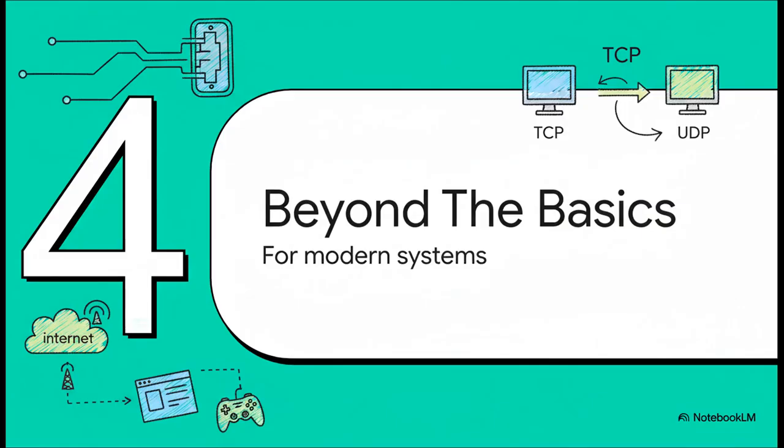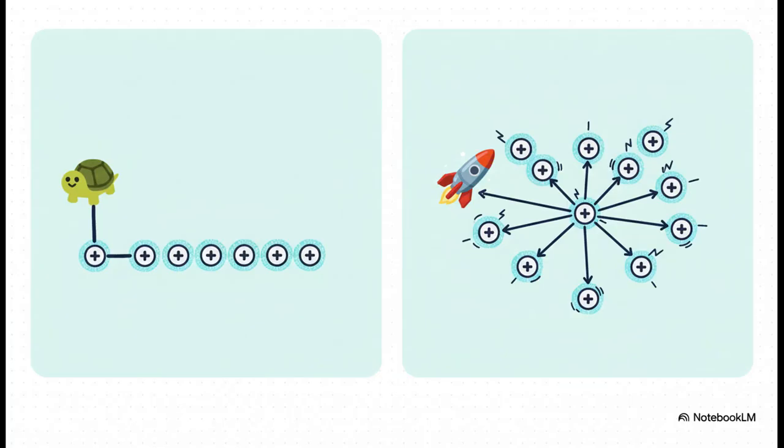Okay, so we've got the fundamentals down. Now let's level up and look at a couple of concepts that are absolutely critical if you're building modern, high-performance systems. So the old school, simple way to handle connections was one thread per socket. But think about it. That's like having one dedicated cashier for every single customer in a huge supermarket. It just doesn't scale. You run out of cashiers fast.